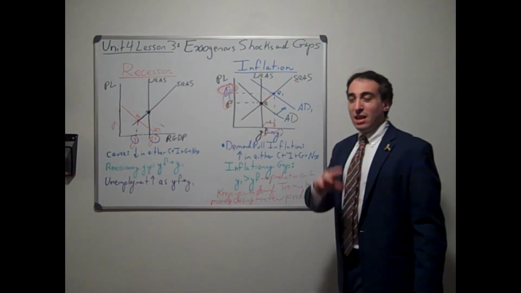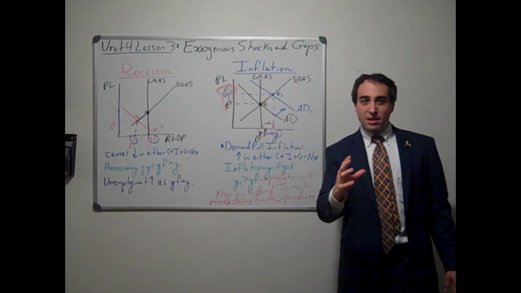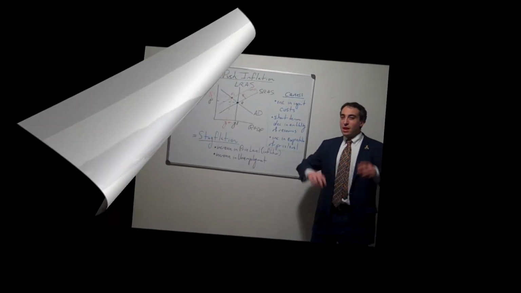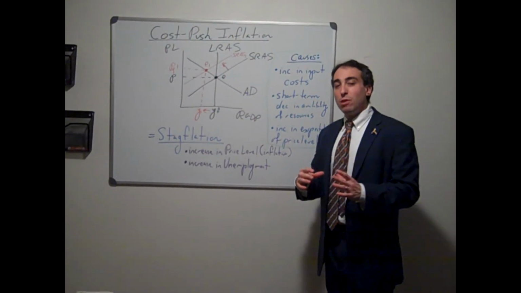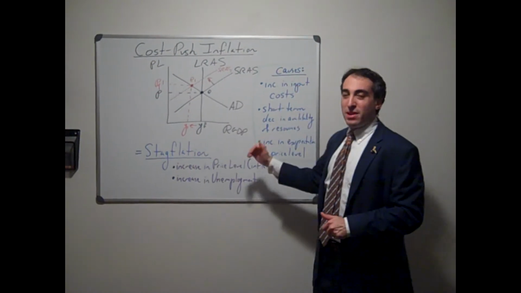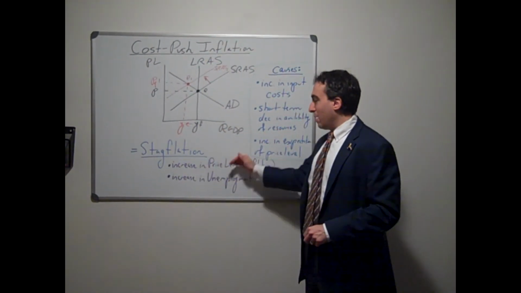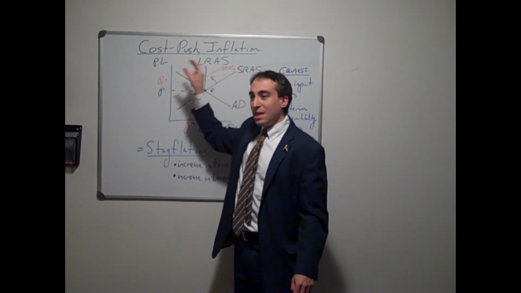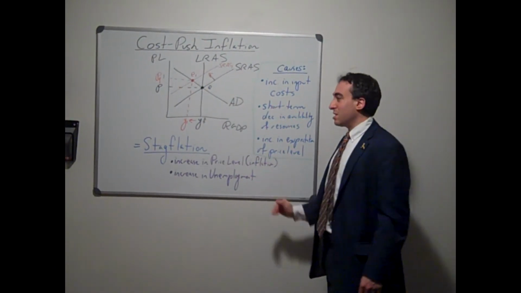Before we finish this episode, let's take a look at the most dangerous exogenous shock: cost push inflation. Our last exogenous shock is the most devastating one, which is cost push inflation, which creates the dual phenomenon of stagflation, which is both high price level, this inflationary increase in prices, and high unemployment, an increase in unemployment.